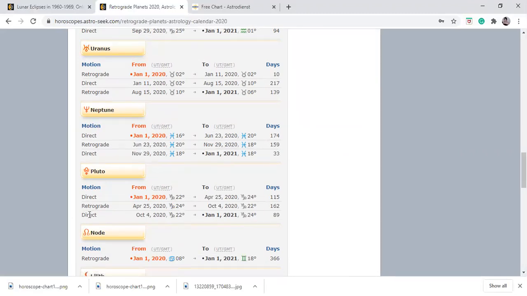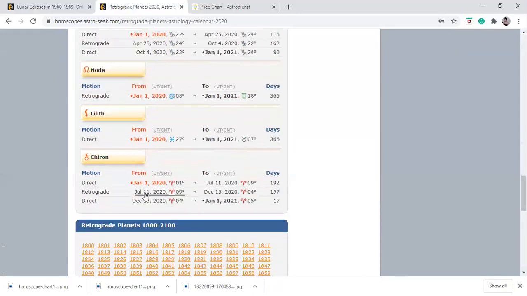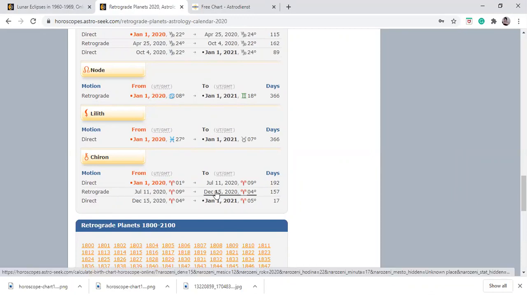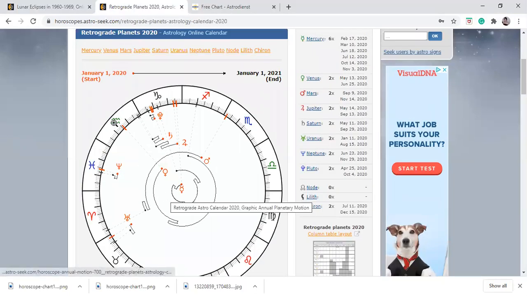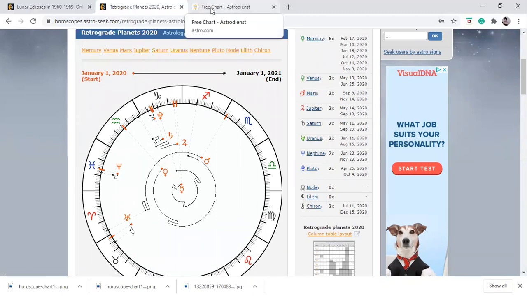And Pluto is currently retrograde. That went retrograde on April 25th until October 4th. And Chiron as well, the wounded healer. And we're all healing our wounds at the moment. Chiron goes retrograde July 11th until December 15th. So I'm going to dig deeper into these retrogrades in the next few videos to help people understand, with a bit of learning and education on that.